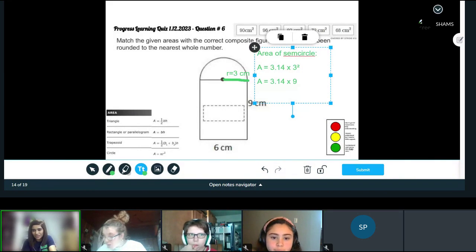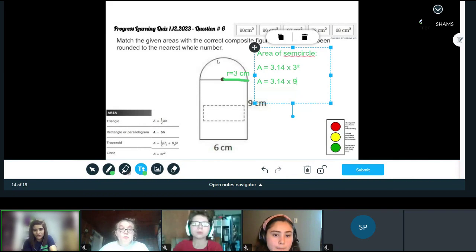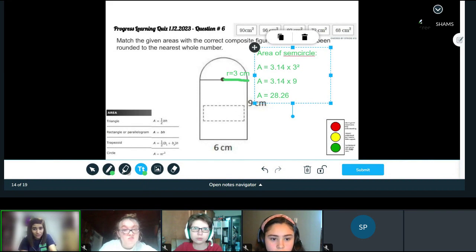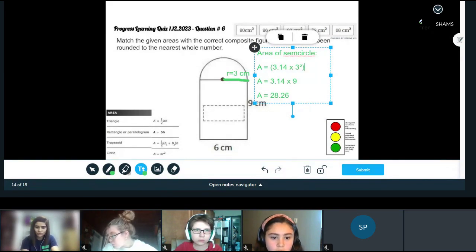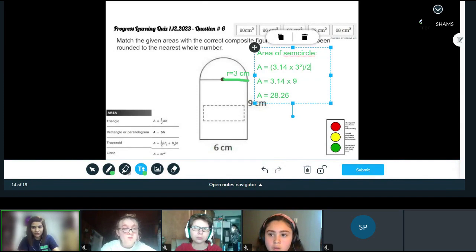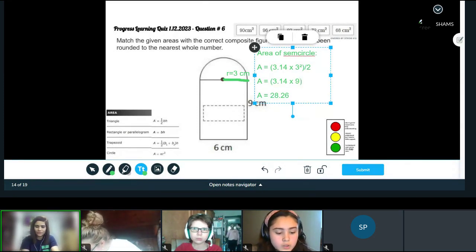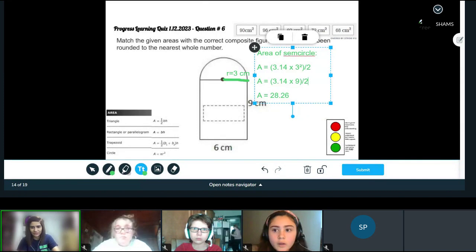28.26. Okay. So this is 28.26, the area of the circle, right? But remember, is this a full circle? No, it is not. Therefore, it is important I divide this area by 2. All these calculations, last step, divided by 2. So you have half the area. So 28.26 divided by 2.